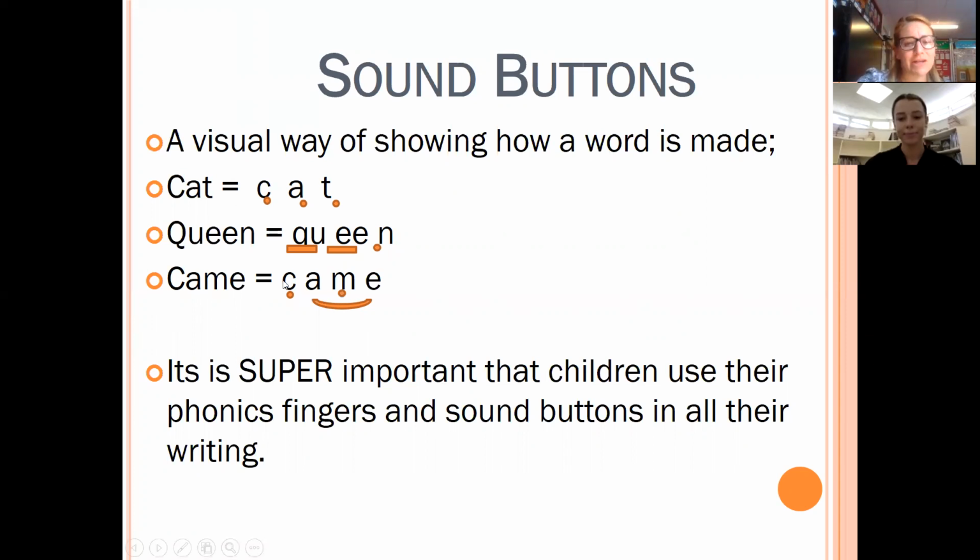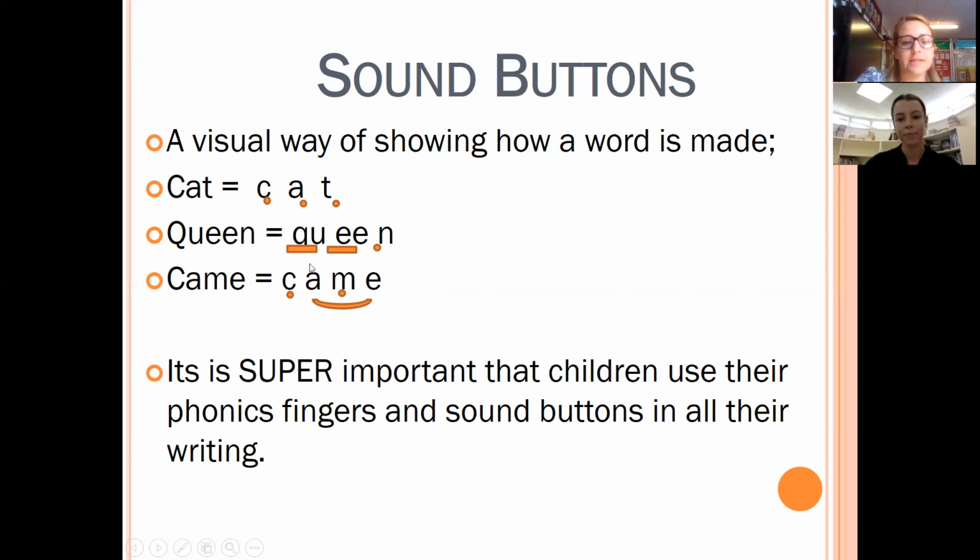Now, if you look at queen, you can see that in the sound buttons we've introduced some dashes. That's because they are digraphs, so they make one sound altogether. So you join them up with a line. That would be qu, e, n. So we can have a dot, we can have a dash, and we can also have a little loop, which shows that in this case the A and the E are together in a split digraph.